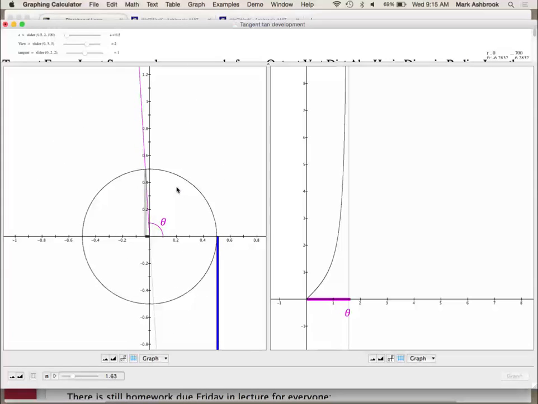And as theta goes from pi over 2 to pi, what will tangent theta do? Go from what to what? So we'll start at a very large negative and go to 0. So it increases up to 0.